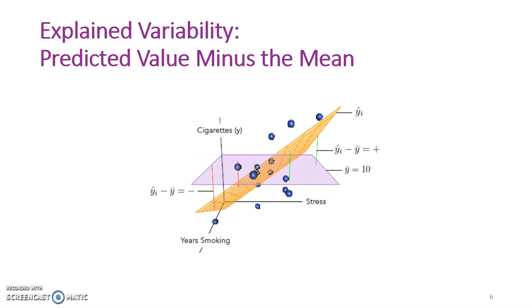And I've shown here that difference between the predicted value of y, that's the regression surface, and the mean, the purple flat surface. Where it's positive, I've stuck in these green bars to show you the distance between the plane and the flat mean surface. And the red ones are for when that difference between the predicted value and the mean is negative. So the distance between the two planes is the explained variability.